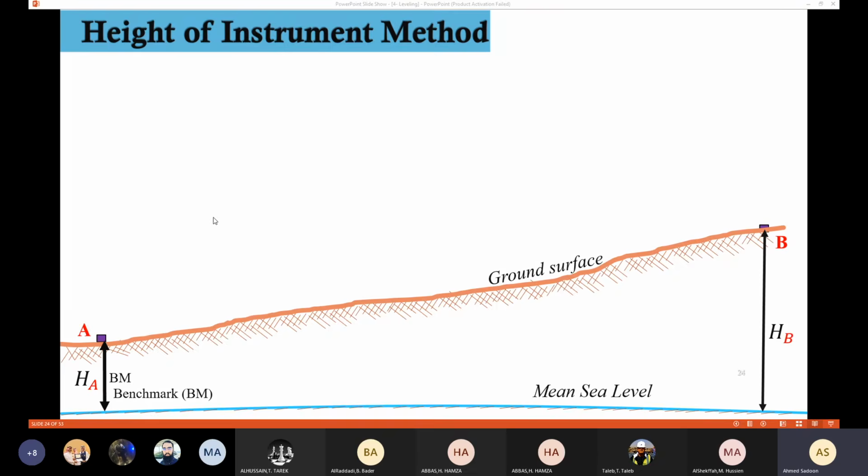So now I'm going to introduce to you the height of instrument method. Now we need to know the elevation of the point B, right? The task is to know the elevation of the point B. So in order to do that, I need to have a reference for me. This time the reference is a benchmark, right? So the benchmark, the point A represent a benchmark.